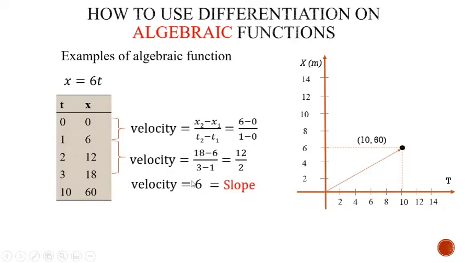So you can observe that the equation of straight line is x equal to 6t. This is in the form of y equal to mx plus c, where m is slope. That means here slope of the line is 6 and the velocity is equal to 6, that is equal to slope of the line. This is a clear case of uniform motion and it is quite simple to find out velocity. Let us try the same thing for a complicated equation.